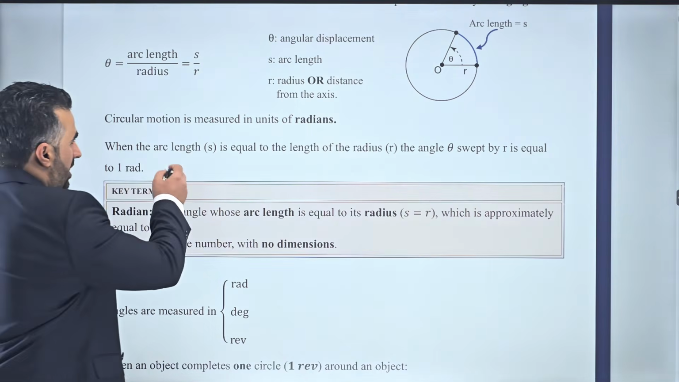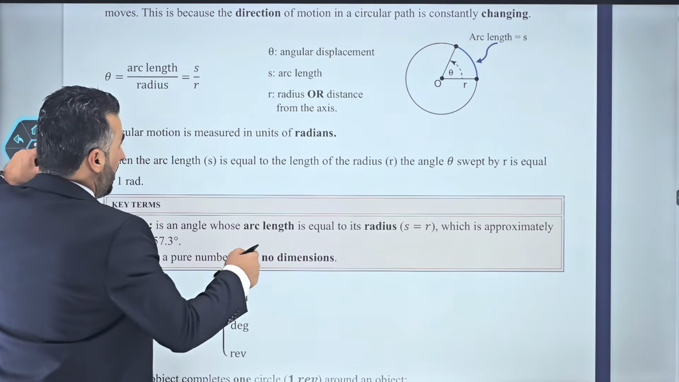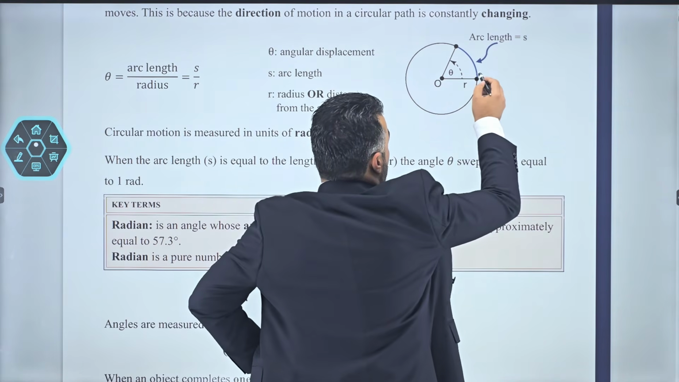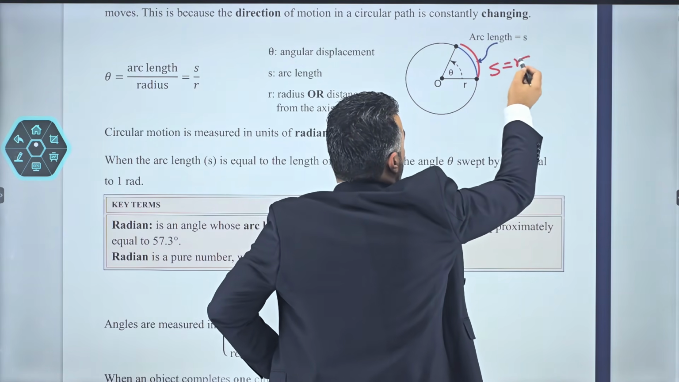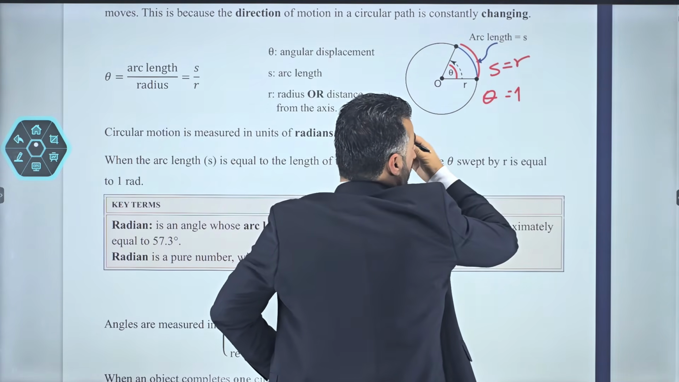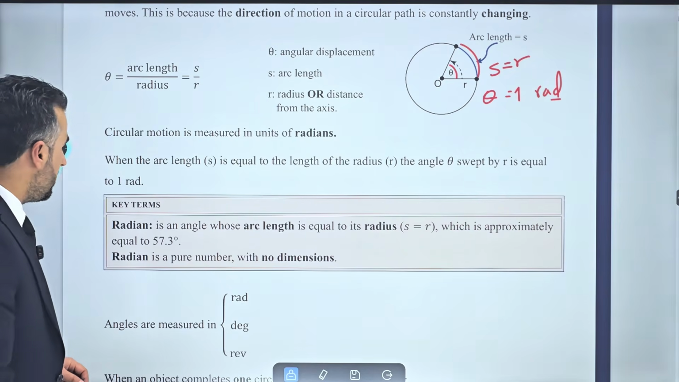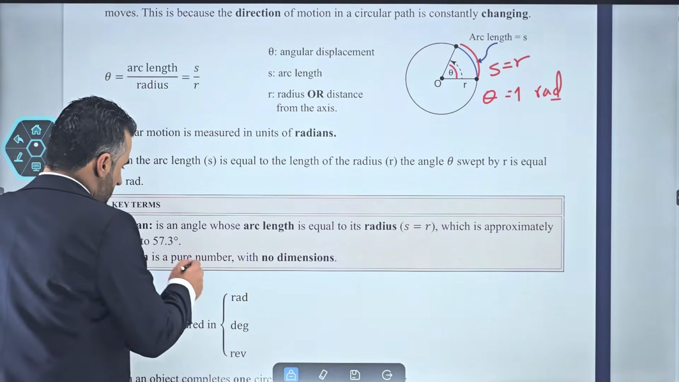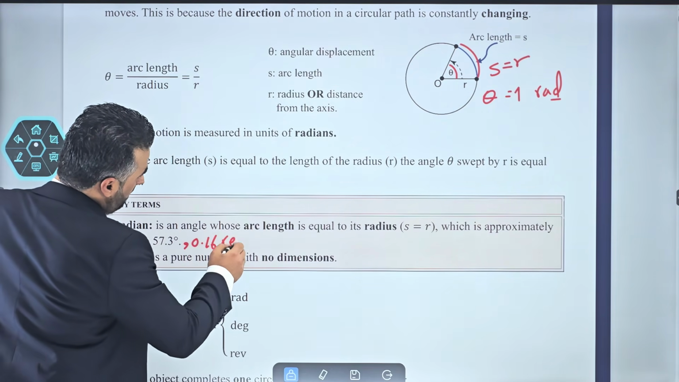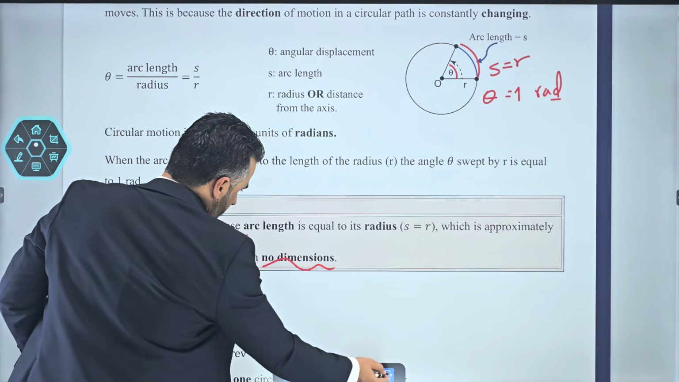So we also said that when the arc length S is equal to the length of the radius, then the angle that we get is going to be 1 radian. If this arc length is equal to the radius, then of course this angle would equal just 1 radian, which is approximately equal to 57.3 degrees, and that is about 0.16 rev as well. Remember, radian is a pure number with no dimensions.